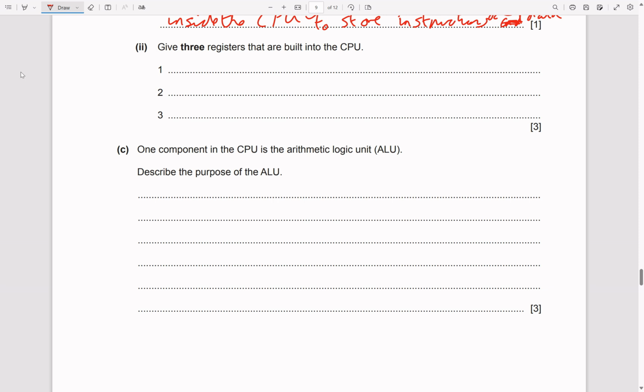Give 3 registers that are built into the CPU. Like we said, the PC, and let's write what this is: program counter. It's kind of difficult to write with this tablet.